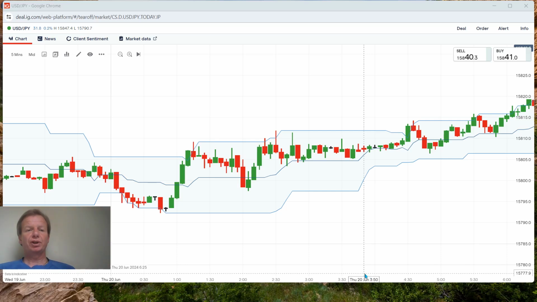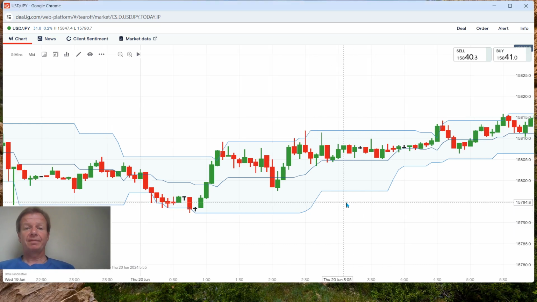Okay, so let's have a look at the world famous Donchian Channel as used by the world famous turtle traders. So the Donchian Channel here is plotted on the US dollar against Japanese yen chart, and each of these candlesticks represents 5 minutes.